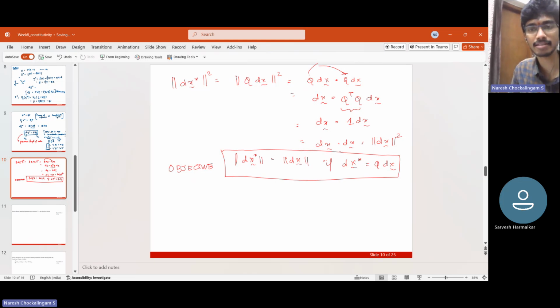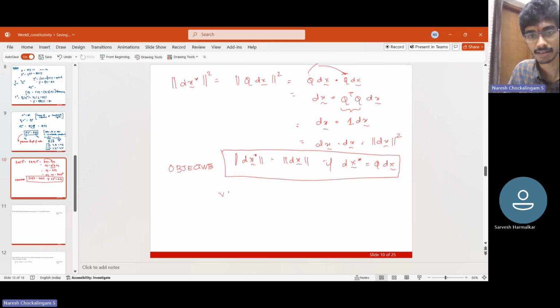However, if they are related by an orthogonal transformation, a proper orthogonal transformation, dx star is equal to Q dx, then both of them will report the same length of infinitesimal vectors. The length of dx star should be equal to the length of dx. And such a relationship between vectors in general is called objective vectors.